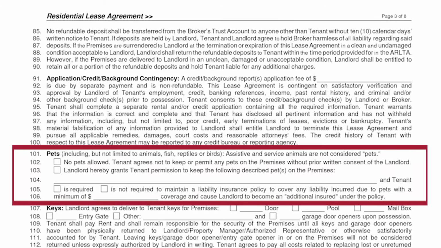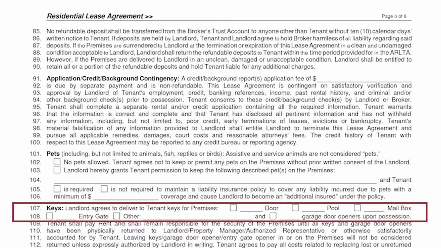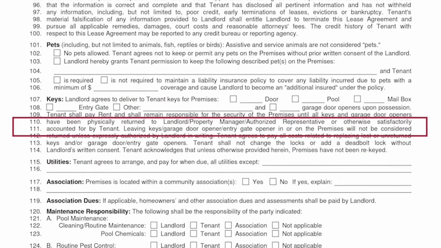Lines 101 to 106 indicate if the tenant will have pets with them at the property. Also indicate if the tenant will provide a liability insurance policy and the amount of the policy. Lines 107 to 108, this is where you're going to indicate how many keys, garage door openers, etc. that the landlord will supply the tenant with at the time they move in.